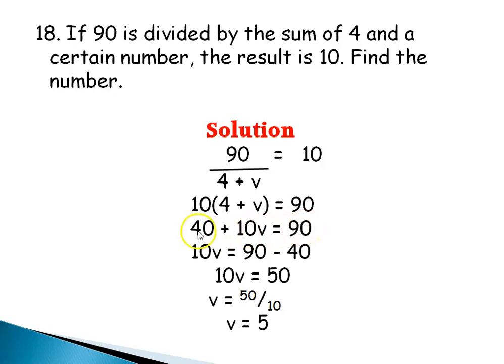Is that okay? So I'm bringing this 40 to the other side. It becomes minus 40. 10V is equals to 90 minus 40. 90 minus 40 is 50. 10V is equals to 50. Then I'll divide both sides by 10. 10V divided by 10 is V. 50 divided by 10, 5. So V is 5. That means the number I'm expected to look for here is 5. Is that taken? To check, you can just put your 5 into this equation. If I say 4 plus 5, that's 9. 90 divided by 9 will give me 10. So that's just a way of checking if my answer is actually correct.